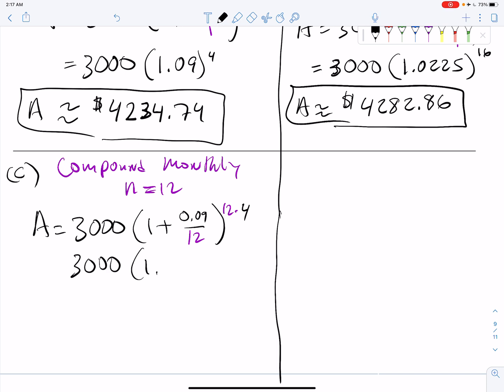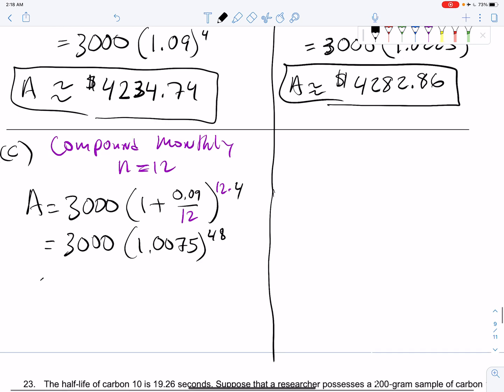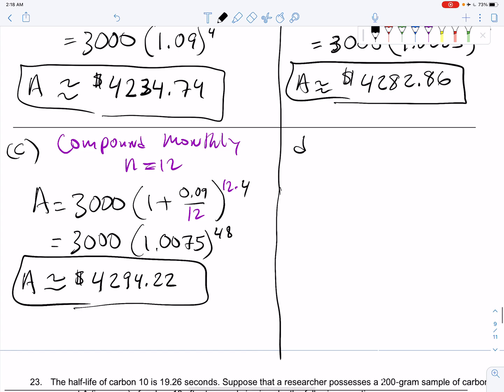Simplifying this a little bit, we end up getting 1.0075, like the first problem we did. And then 12 times 4 is 48. So we raise it to that power, multiply it by 3,000, and the accumulation in the bank, we have about how much money? $4,294.22.